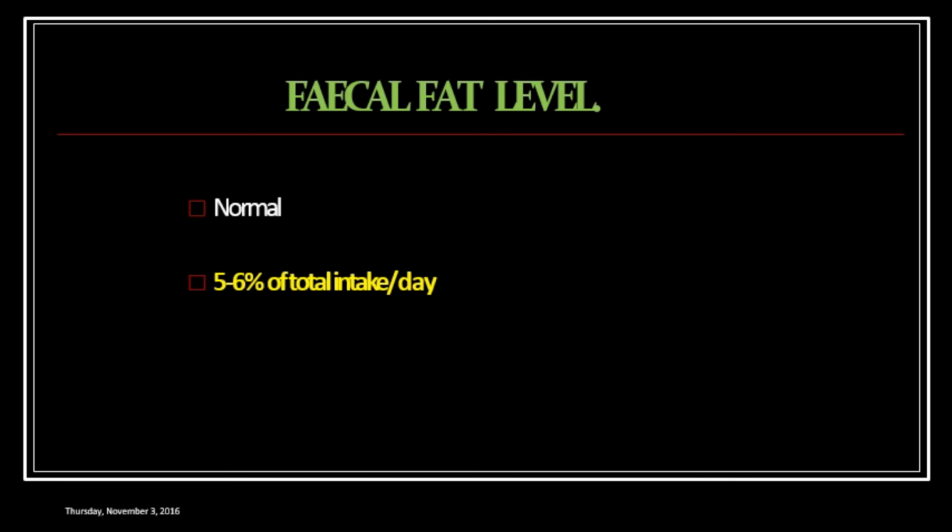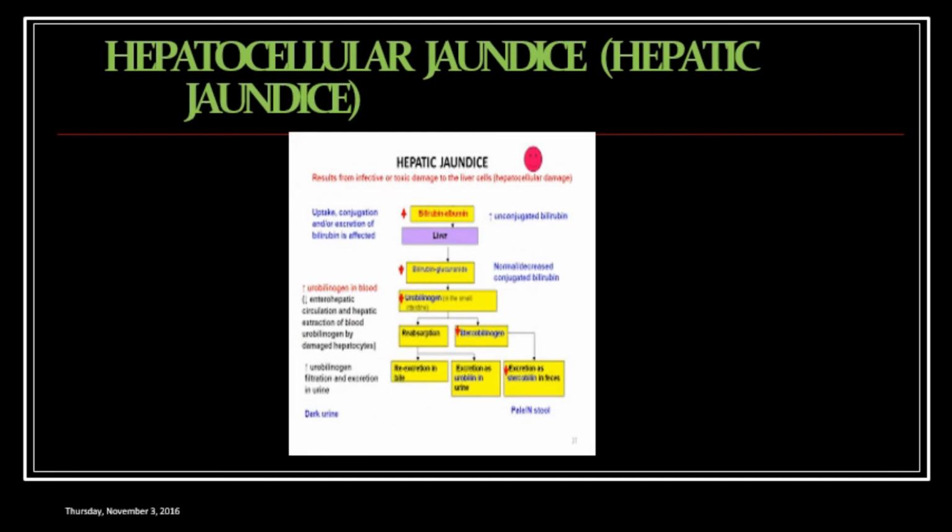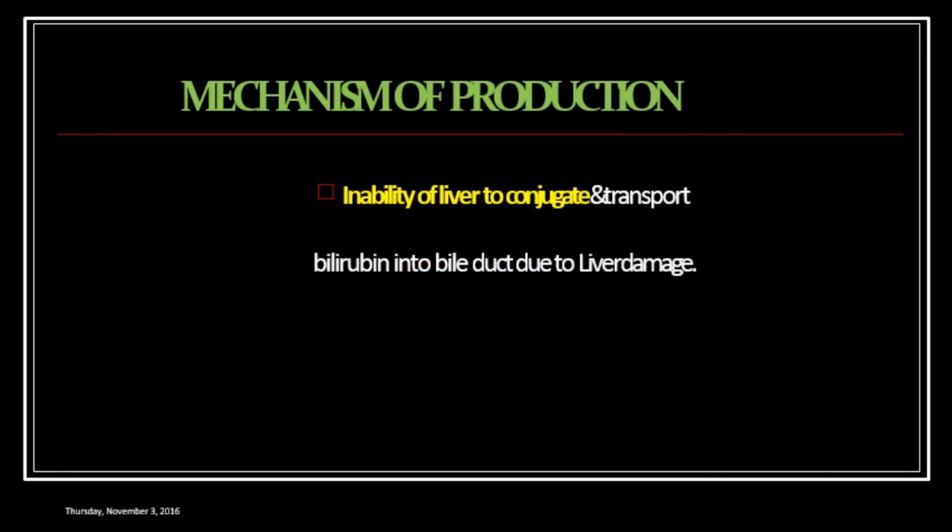The second kind we have is the hepatocellular jaundice. And why is it happening? Mainly the liver has some problems, maybe due to liver diseases or liver damage, so they won't be able to conjugate and transport the bilirubin into the bile duct. So mainly there is some problem with the liver. There is no problem with RBCs being excessively destroyed and so on. The main problem is here with the liver.